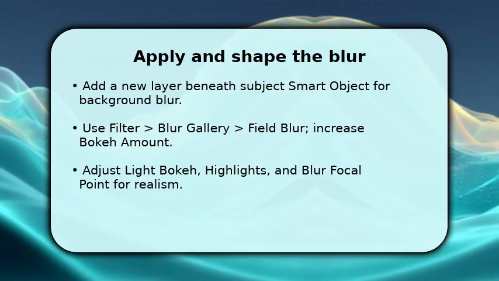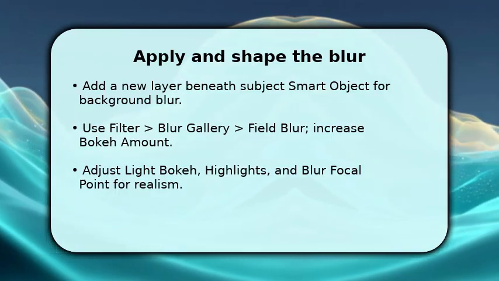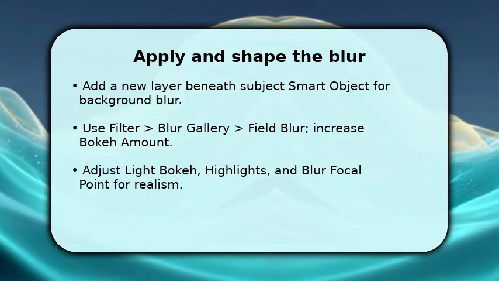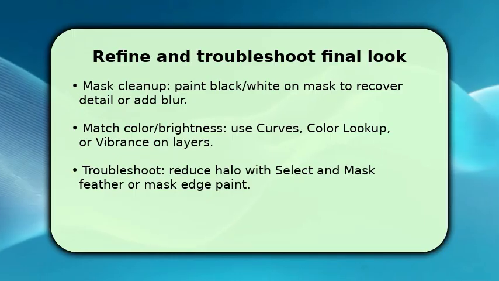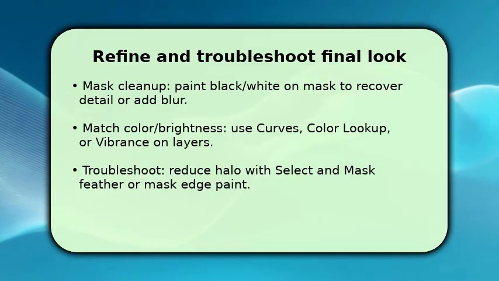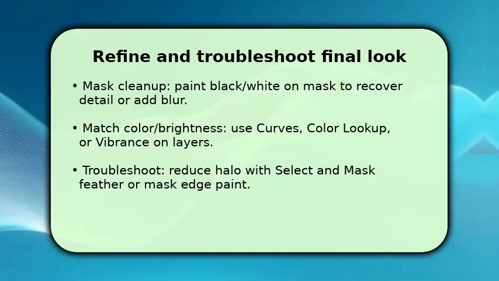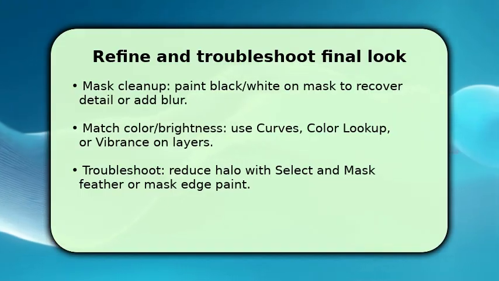Once done, fine-tune via the blur sliders and keep the filter as a smart filter so you can revisit settings later. Finish by refining the composite so the bokeh reads naturally. Use the subject mask to paint back any lost edge detail and apply subtle curves or color lookup adjustments to match background tonality and highlights.